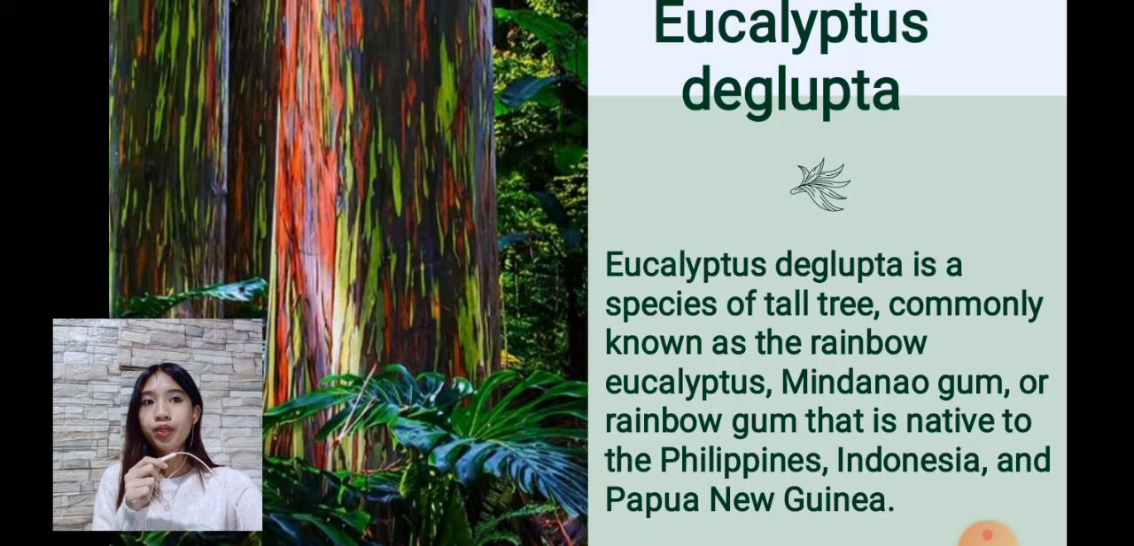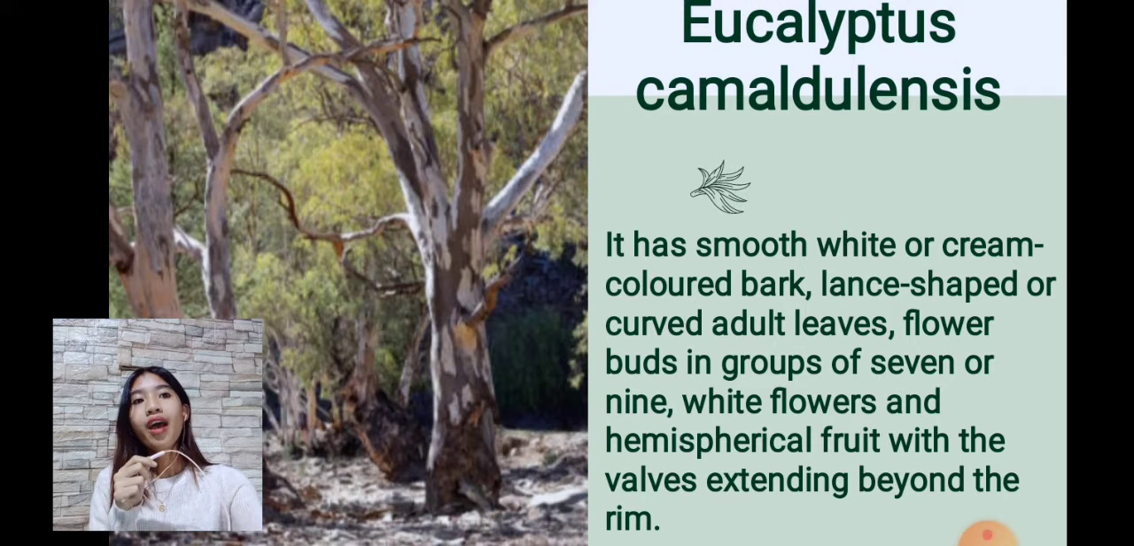We have Eucalyptus deglupta. Eucalyptus deglupta is a species of tall tree, commonly known as Mindanao gum or rainbow gum, that is native to the Philippines, Indonesia, and Papua New Guinea. We have Eucalyptus camaldulensis. It has smooth white or cream-colored bark, lance-shaped or curved adult leaves. Flower buds in groups of 7 or 9, white flowers, and hemispherical fruit with the valves extending beyond the rim.